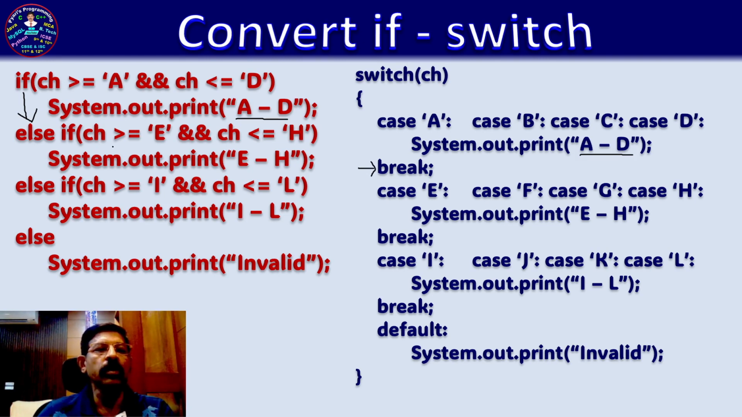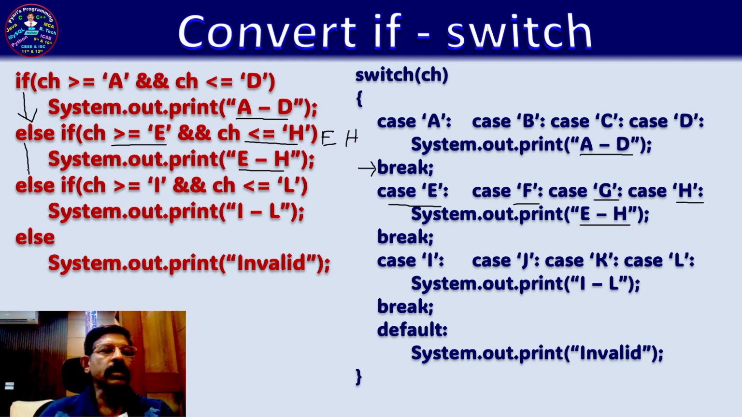Now the range is given over here. CH is greater than equals to E and CH is less than equals to H. That means it is true for E to H, where E and H both are included. So that's why it is case E, case F, case G and case H without break, that is fall through. For all these cases, what is the operation it is doing? It is displaying E-H. So I will also display E-H.